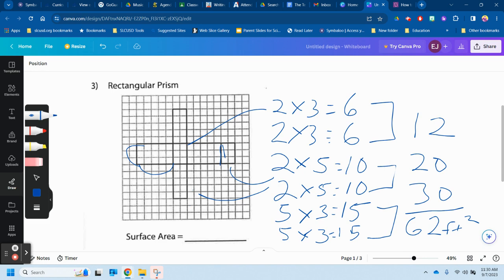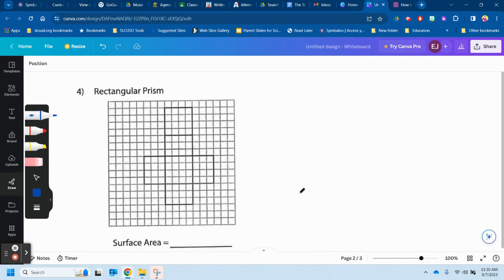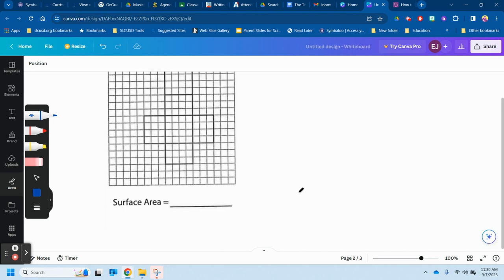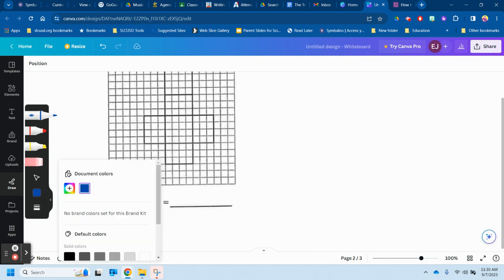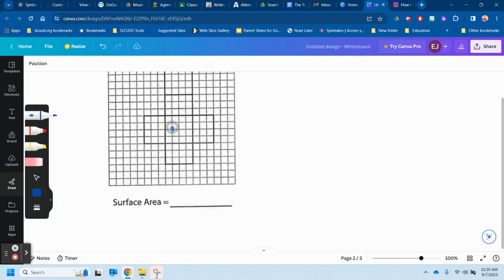Okay. So let's go ahead and look at another one. And we'll kind of look at it a little bit differently. I'm going to change colors here. Maybe make my line just a little bit thicker too. I think that actually would help. Okay, so we're going to call this the bottom.